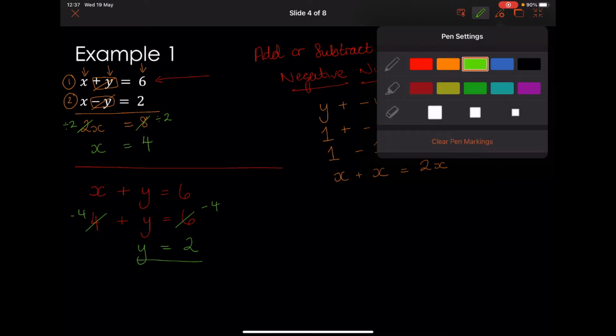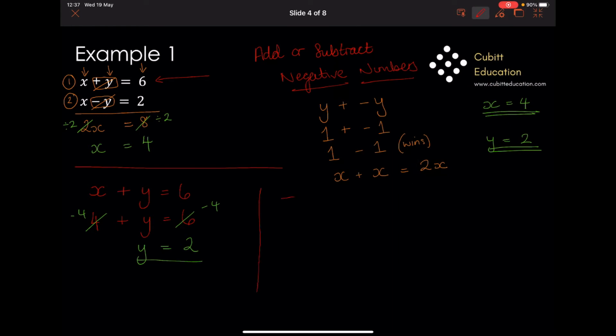And now the last thing I'm going to do is test this, just to check that it's correct. I'm now going to take equation 2, x take away y equals 2, and I'm going to put both of my x and y values that I've worked out into this equation. So I'm going to end up with 4 minus 2, because x is 4 and y is 2, and that should equal 2. Well, 4 take away 2 is 2. So we know that our x and y values are correct. And that's it. You have solved that simultaneous equation.